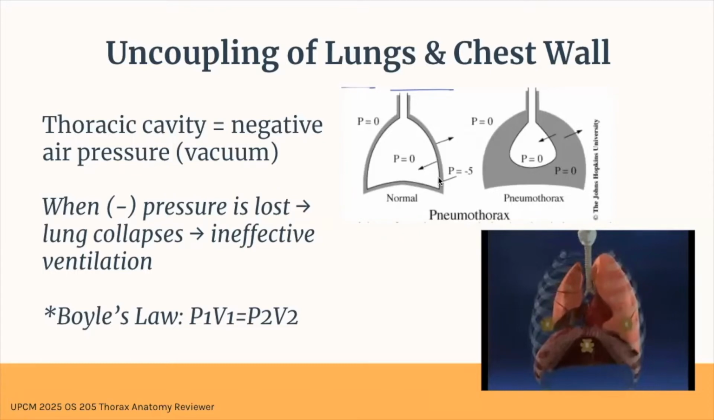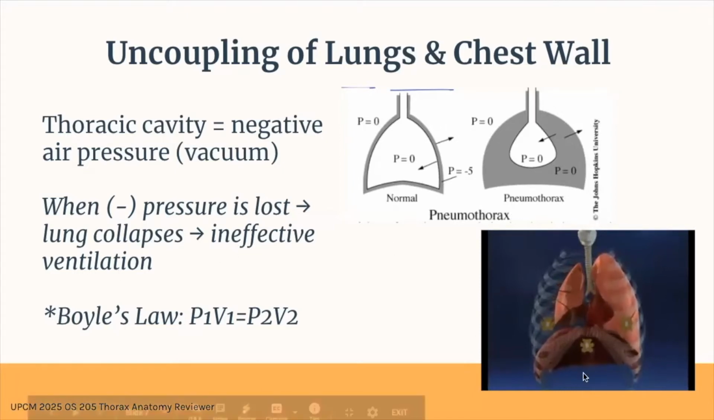If you look here, P is -5, so the pressure here is negative, like a vacuum. When they are no longer airtight, due to stab wounds or a puncture, the air flows in, causing a positive pressure. So the negative pressure is lost. What happens there is your lung collapses and there is ineffective ventilation.